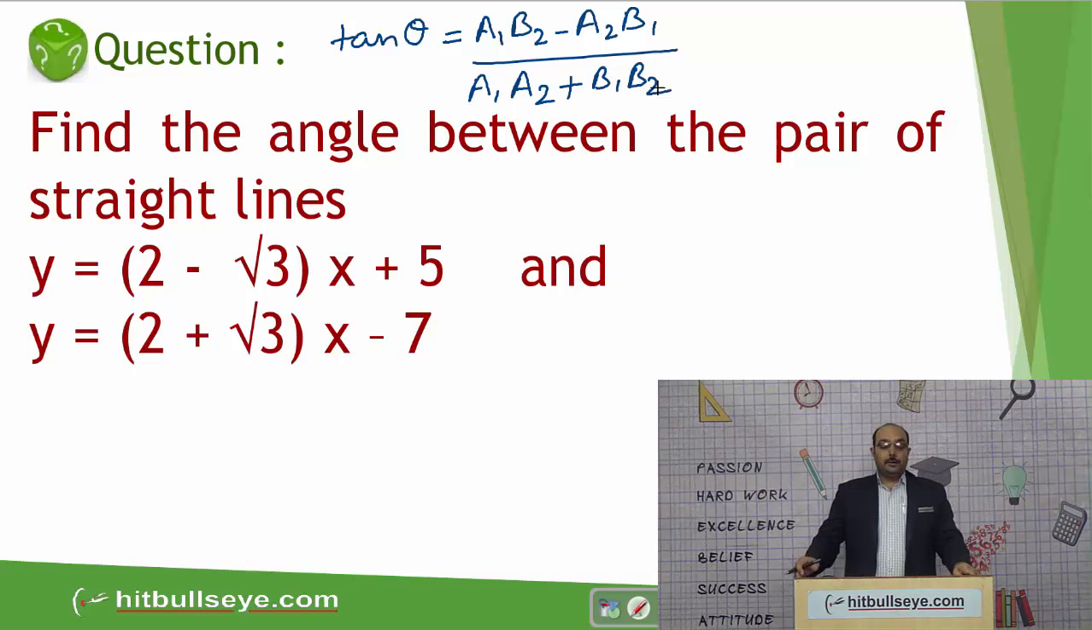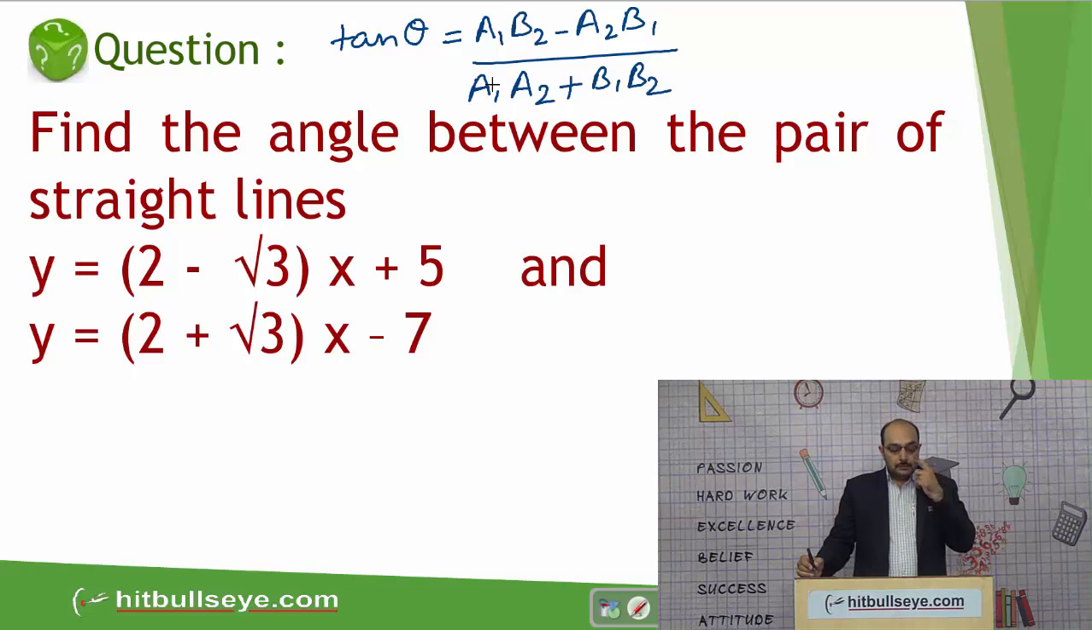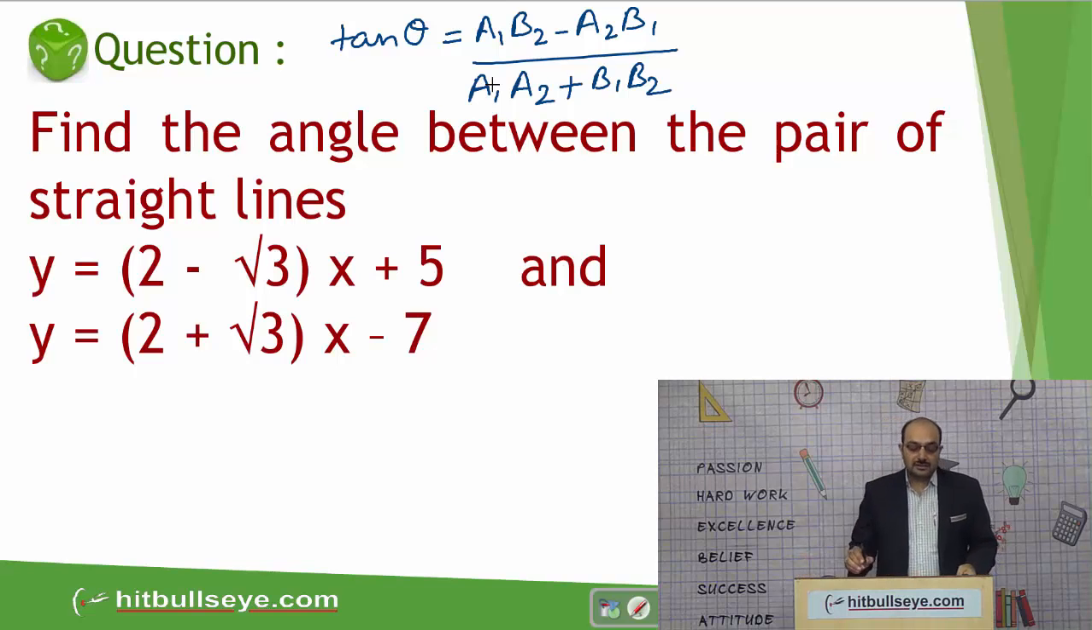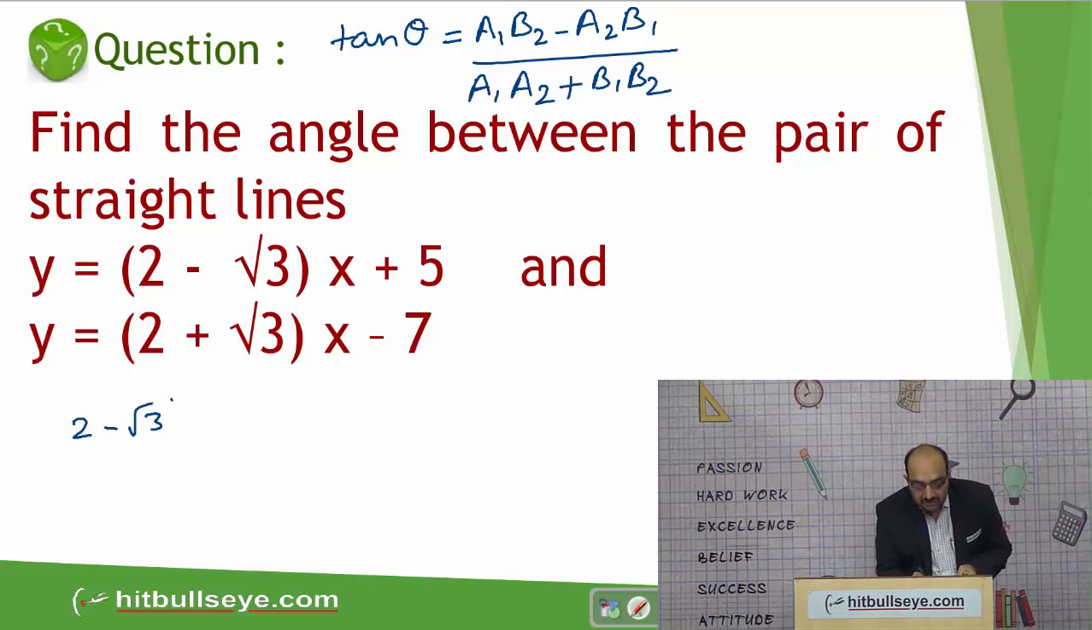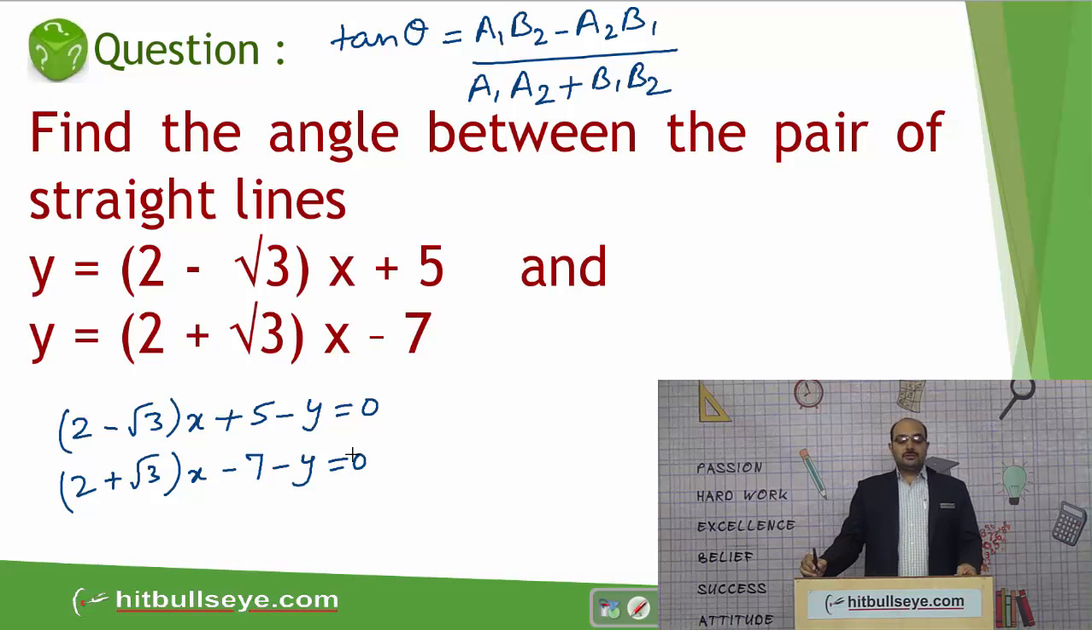This is the formula. Now, going ahead, let's first transform these two equations into this form, with a1, b1, a2, b2. We can write the first equation as (2 minus root 3)x plus 5 minus y equals 0, and similarly (2 plus root 3)x minus 7 minus y equals 0. Now let's put the values.